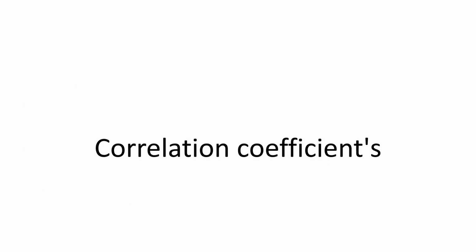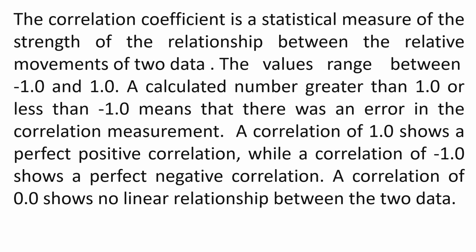Now, further, the correlation coefficient. The correlation coefficient is basically a statistical measurement of the strength of relationship between two data. If two data are given and we want to study what is the relation between them, that is correlation. It is very clear from the word relation. Correlation means related to relation. So we study the relationship between the relative movement of two data.